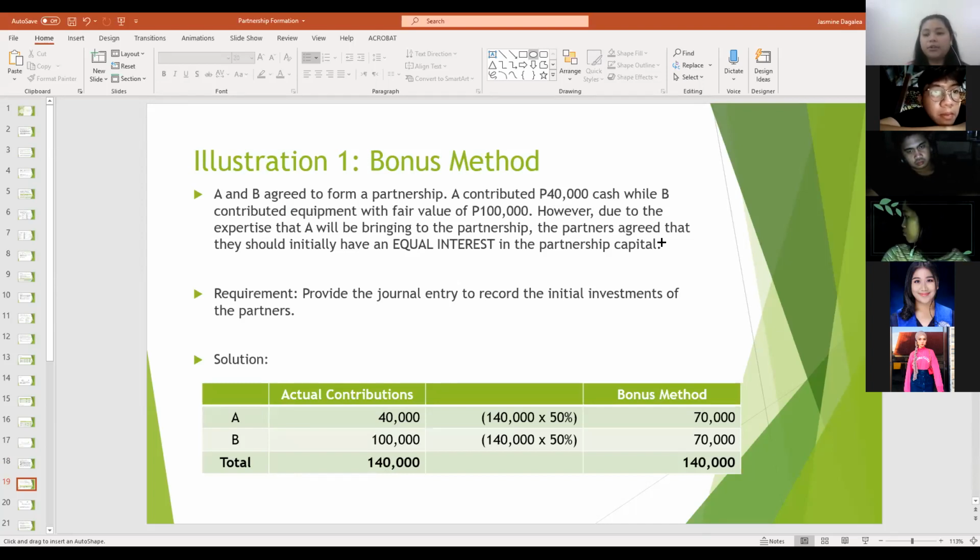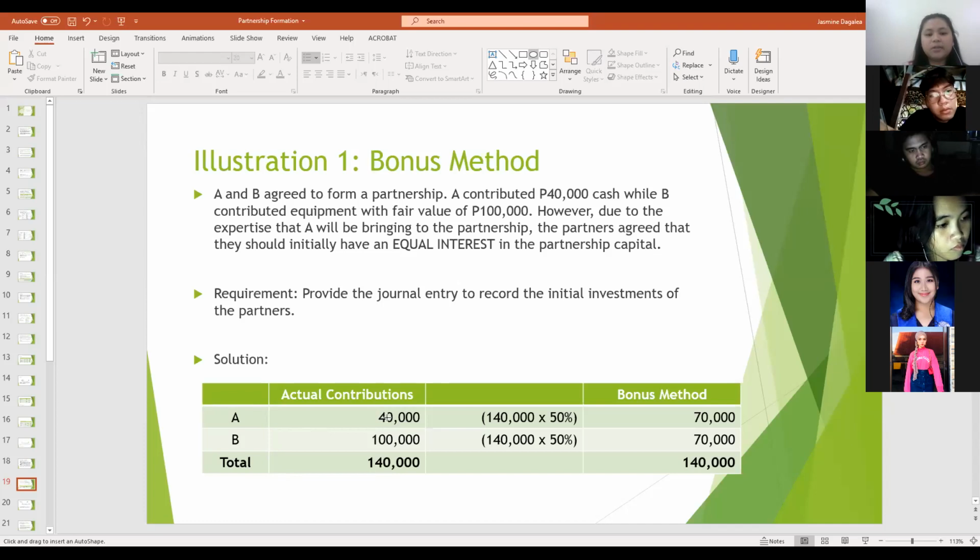Pero yung contribution nila magkaiba, si A 40,000 lang, si B 100,000 yung contribution. But may expertise si A na gagamitin sa partnership, gagawin nilang equal yung interest nila. So ngayon, let's provide, ang requirement, provide the journal entry to record the initial investment. Yan. So yung solution, try natin isolve.